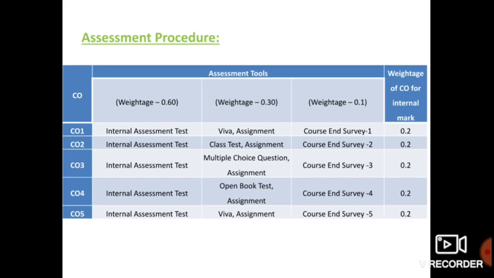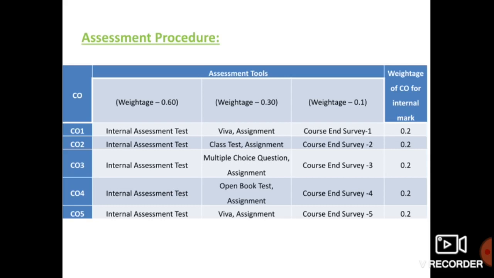Next, if you see the assessment procedure for our subject control system analysis and design, the internal assessment test is given maximum weightage, that is 60% of CO mark is given for internal assessment test. For 2.5 units we are having IIT 1, and the remaining 2.5 units will be having IIT 2. Then for each and every unit we will be having other assessment tools, both in cognitive domain and affective domain.